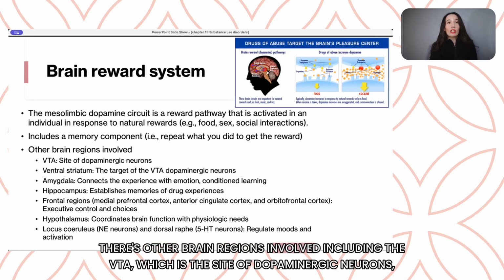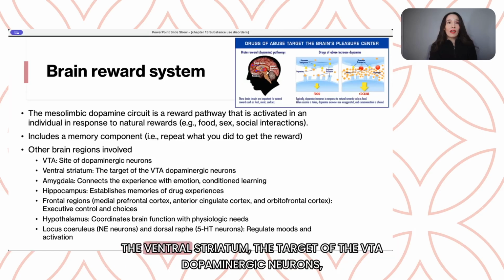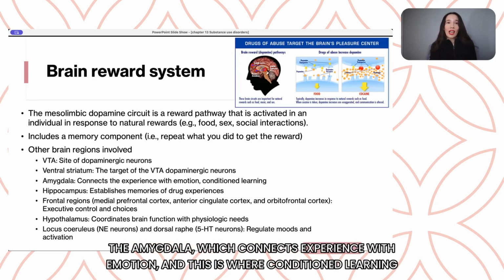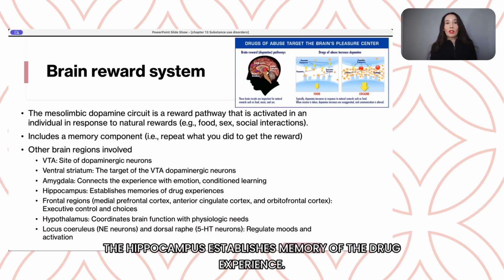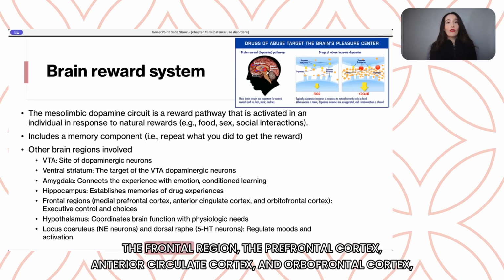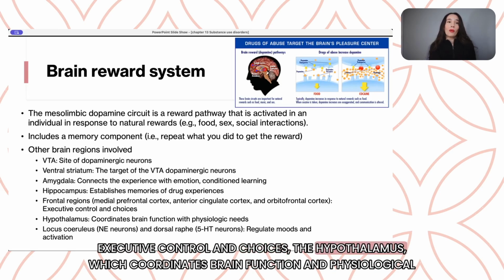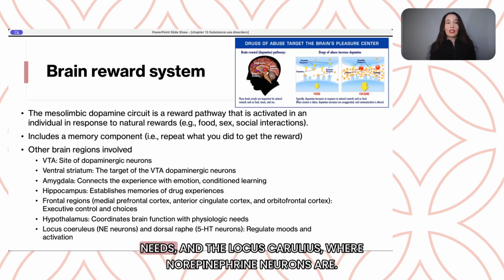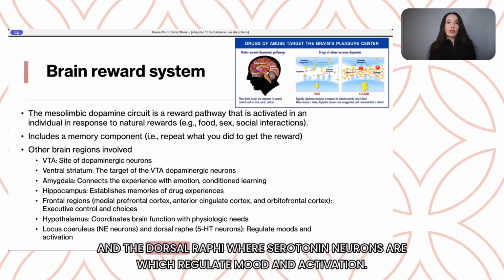There's other brain regions involved, including the VTA, which is the site of dopaminergic neurons, the ventral striatum, the target of the VTA dopaminergic neurons, the amygdala, which connects experience with emotion, and this is where conditioned learning happens. The hippocampus establishes memory of the drug experience. The frontal region, the prefrontal cortex, anterior cingulate cortex, and orbitofrontal cortex, executive control and choices, the hypothalamus, which coordinates brain function and physiological needs, and the locus coeruleus, where norepinephrine neurons are, and the dorsal raphe, where serotonin neurons are, which regulate mood and activation.